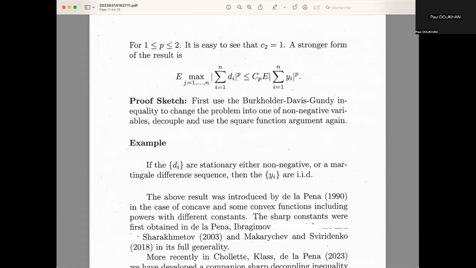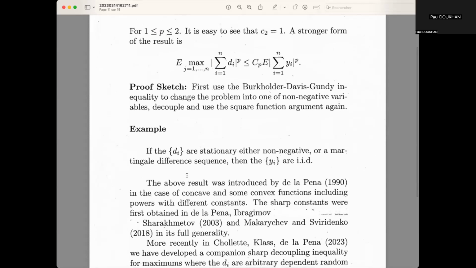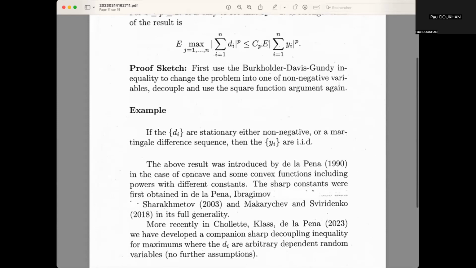Now the proof sketch: I'll give you a preliminary, and then I'll show you exactly how it goes. The proof sketch is first to use Burkholder-Davis-Gundy. If I use Burkholder-Davis-Gundy, I take these two squares. Then you use the decoupling inequality for concave functions to decouple.